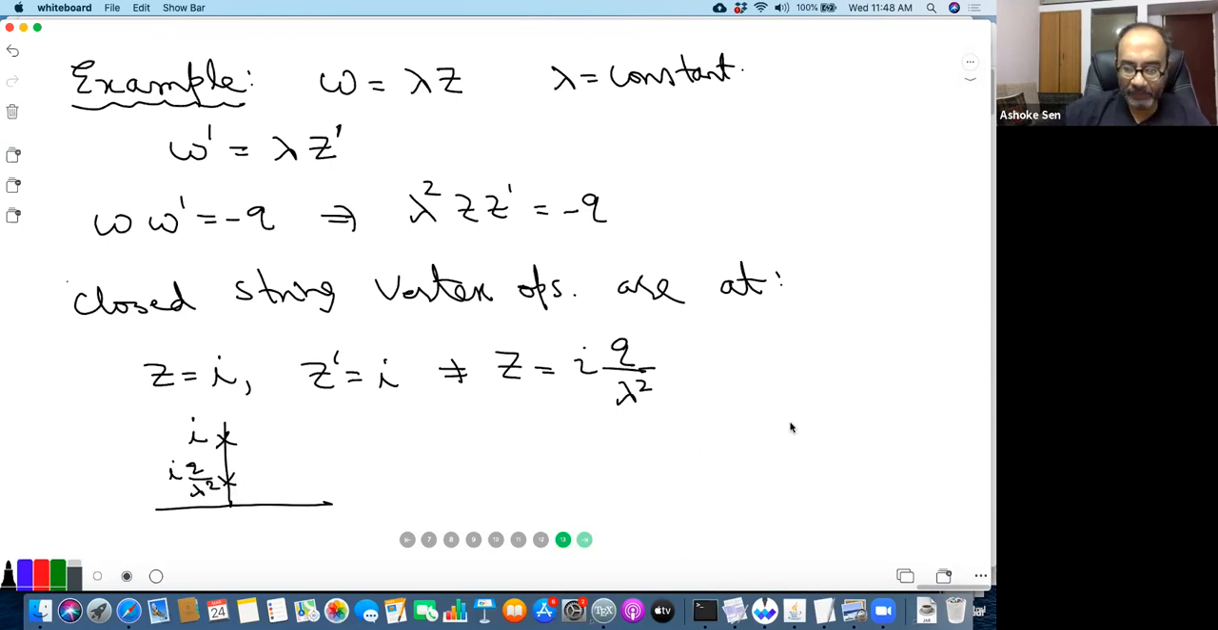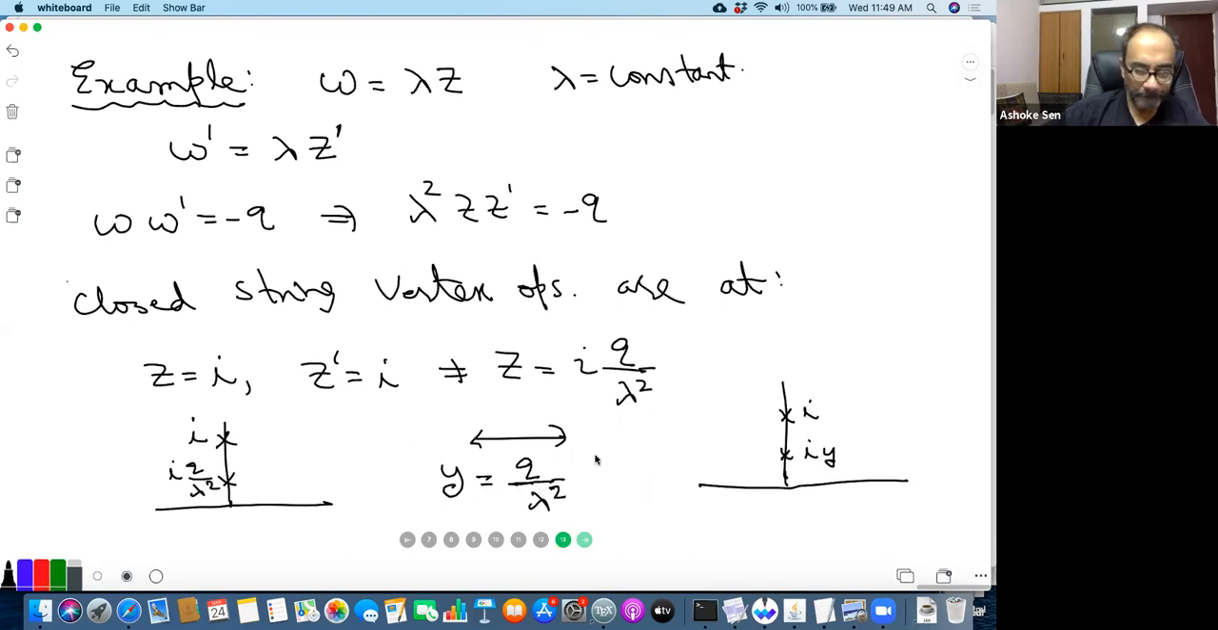So if you compare that with the BRY parameterization, I and I Y, by comparing these we get the relationship between Y and Q: Y equal to Q over lambda square. So this determines the relationship between Y and Q. In this case, it's very simple. Almost no calculation needs to be done to find the relationship between Y and Q. Is this clear?